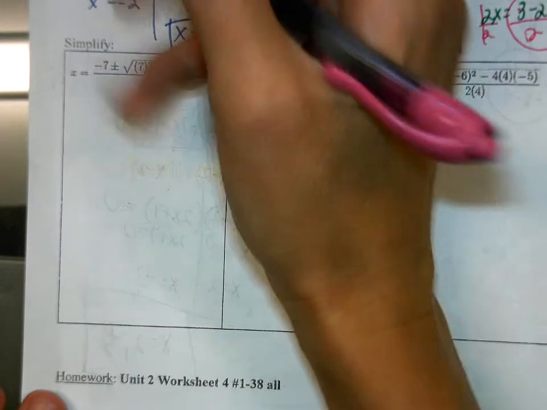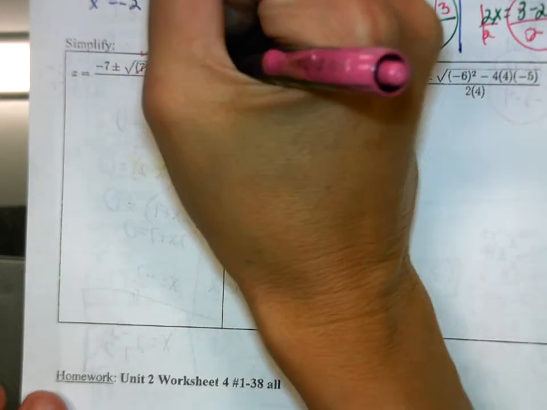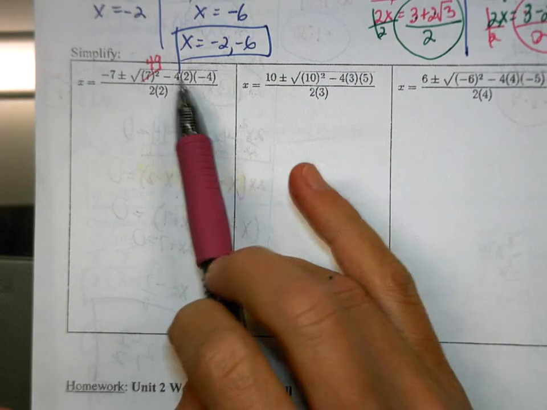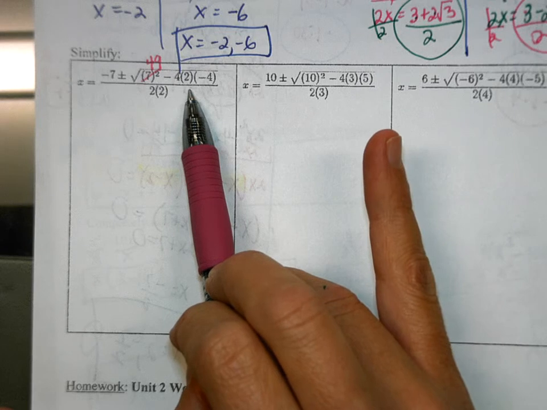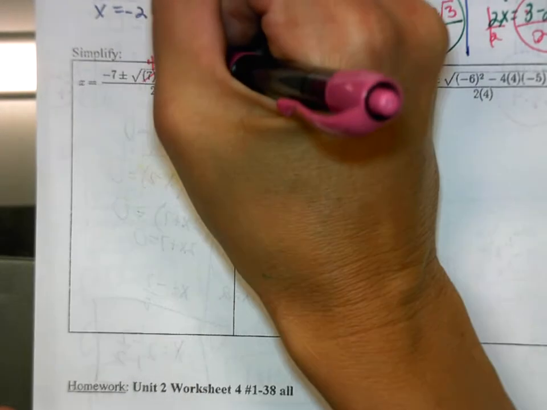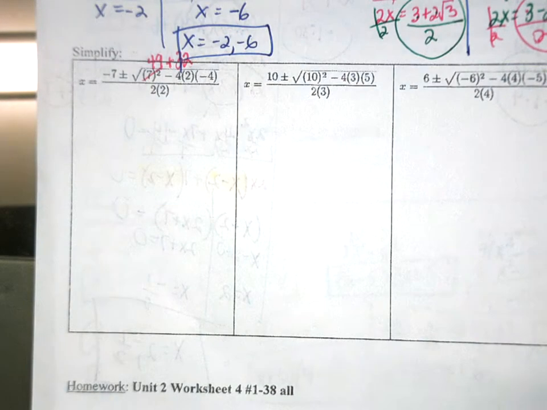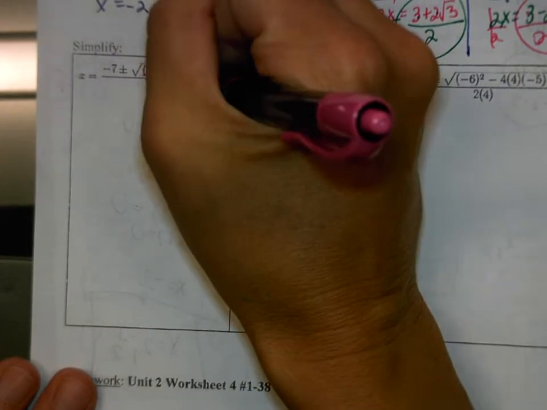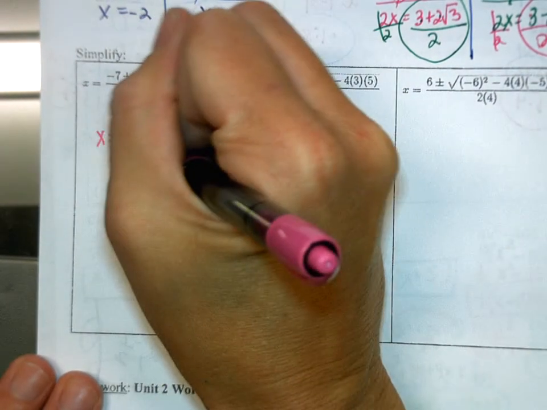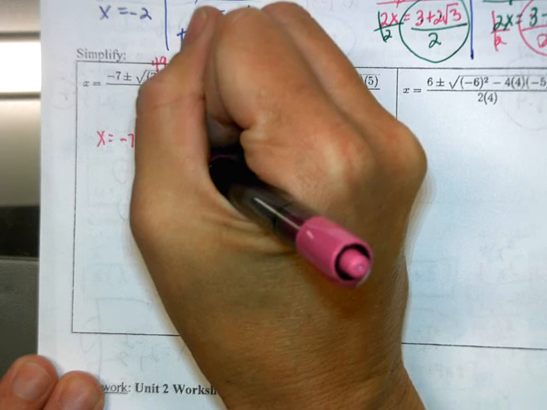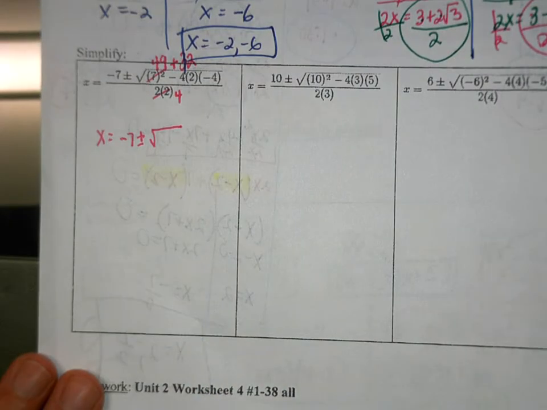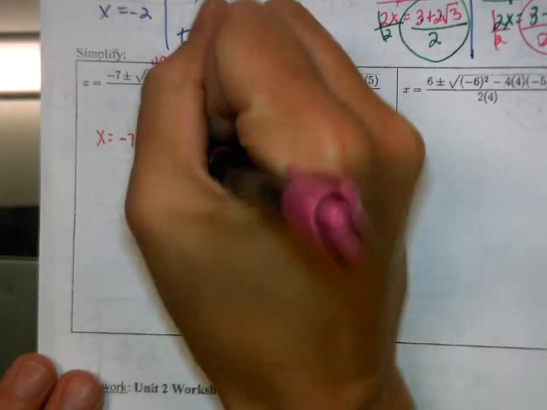So what is 7 squared? 49. Then when you're multiplying, we have negative 4 times 2, which is negative 8, and then negative 8 times negative 4 makes a positive 32. And 2 times 2 is 4. So when I rewrite this now, we have x equals negative 7 plus or minus the square root, and what's 49 plus 32? 81 is correct. Divided by 4.